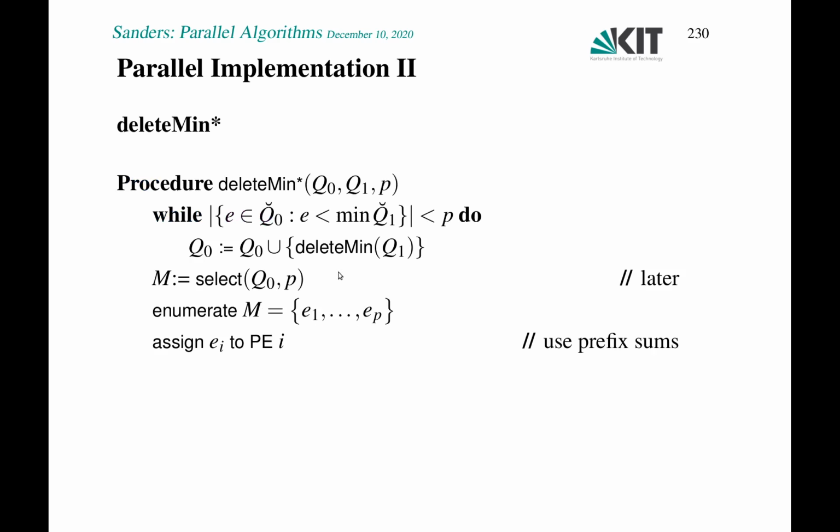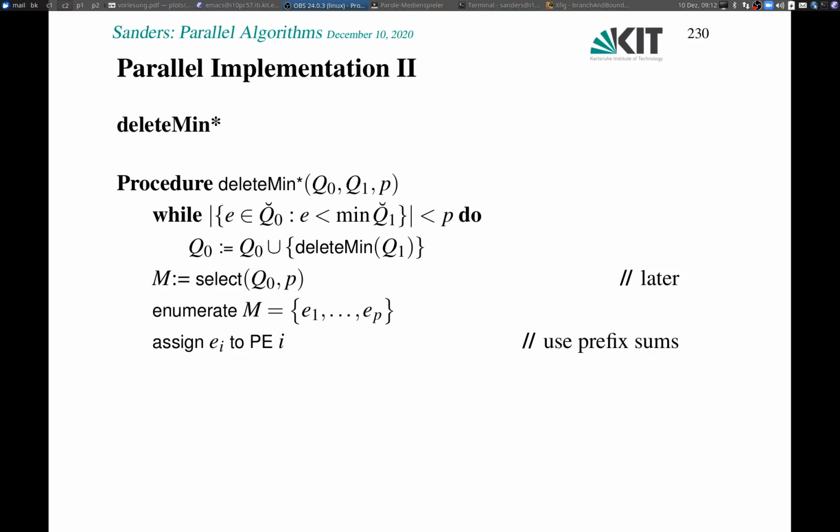Okay, the delete min operation is also similar to the first variant. Now I have in my SPMD pseudocode two queues, Q0 and Q1. Now I'm adaptively moving elements from Q1 to Q0.